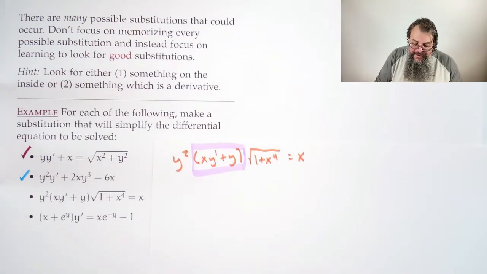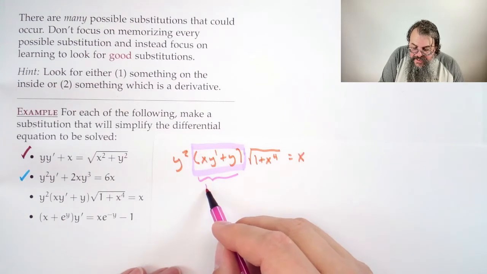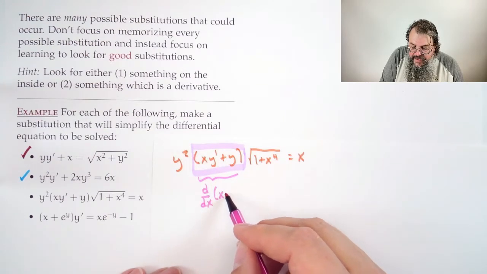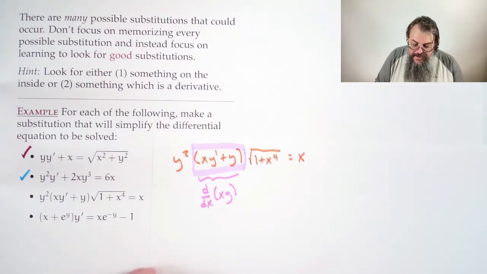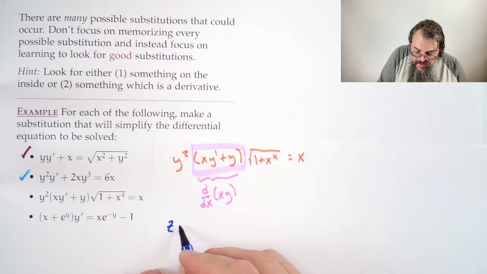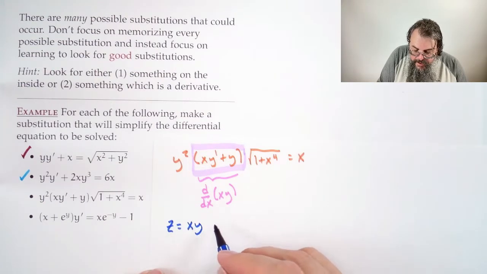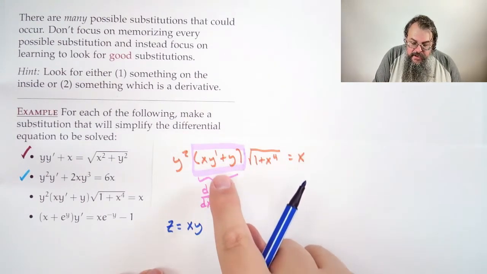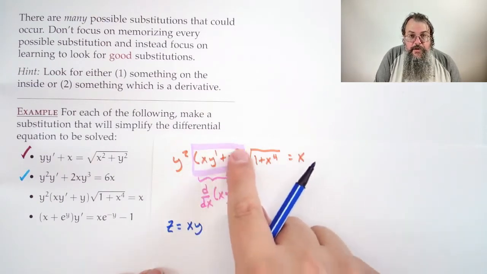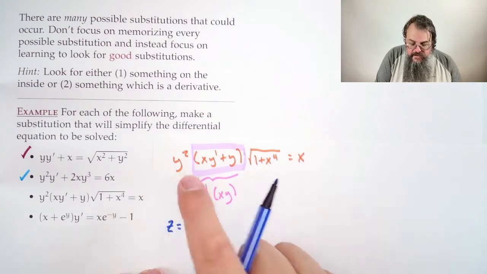If you think about this part right here, it is a derivative of x times y. And so an idea pops in. Our idea is, since that's a derivative, whatever we're taking the derivative of, let's call that our substitution. So let's make our substitution z equal to x times y. Now, you might say, okay, that would mean this part right here becomes the derivative of z. This becomes z prime. But we also have to make sure we replace that y.